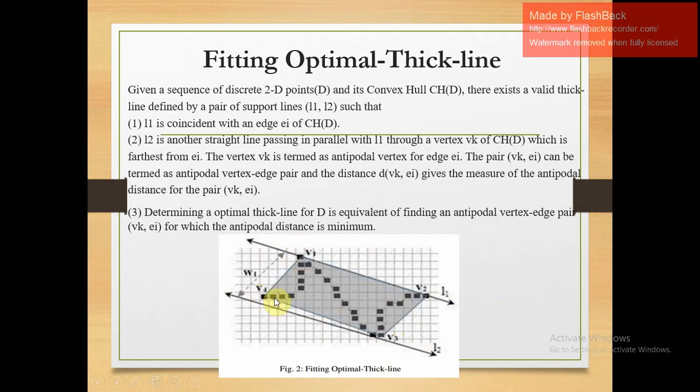Here there is another point of the convex hull V4, but this is not the farthest point, that is why we chose V3. And this pair V3 and L1 is called the antipodal vertex edge pair. So basically determining an optimal thick line for D is equivalent to finding an antipodal vertex edge pair for which the antipodal distance is minimum.